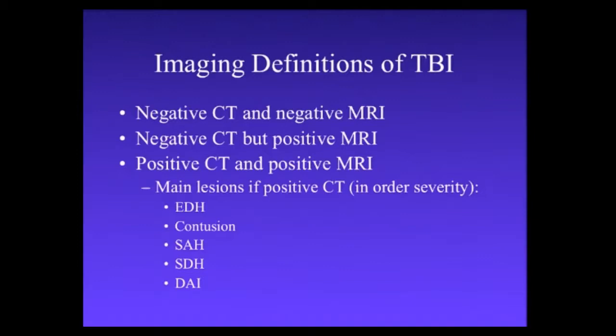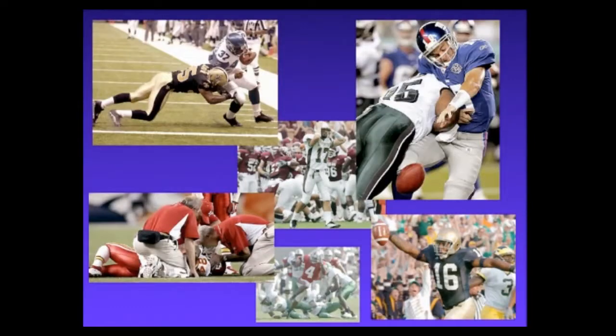So the actual impact to the brain is less than it is for contusion, subarachnoid hemorrhage. And I actually put subdural and DAI as the more severe forms, and I hope to convince you of that as we show you the data on that. Of course, there are repeated injuries that can occur with various kinds of sports injuries.